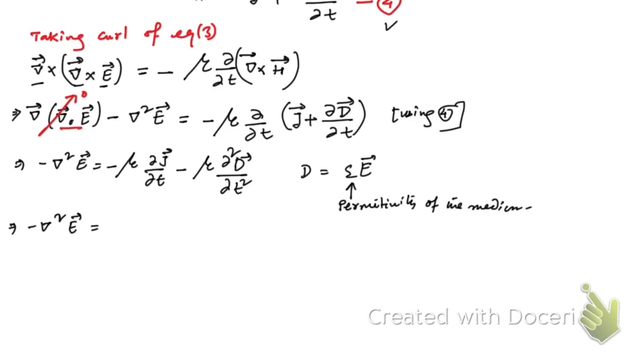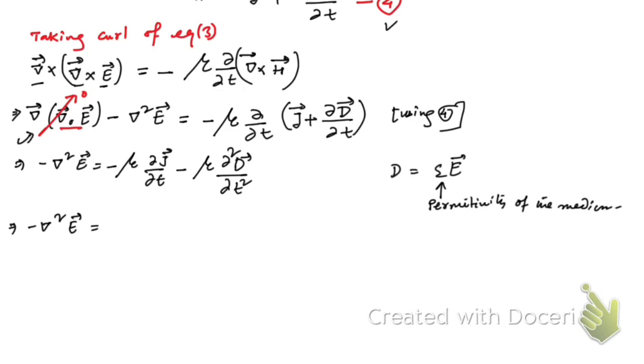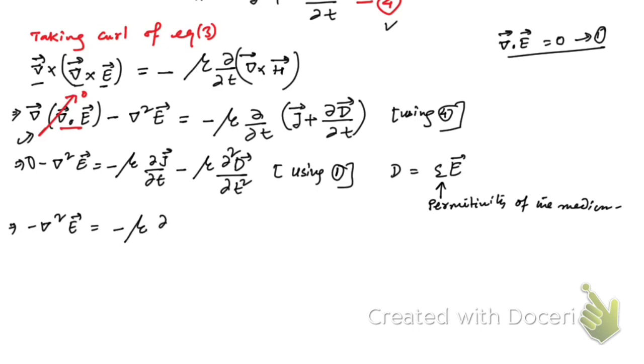So now you see minus del square E, and let me mention one more thing. I have used equation number 1 here. I got this equal to 0 from equation number 1, where we had got del dot E is equal to 0. We have used that value here, so that's why we have got 0 here, right? So now minus mu partial derivative of J with respect to t, then mu second order partial derivative of, instead of D we can write this, so epsilon is coming out here, this is epsilon, right?